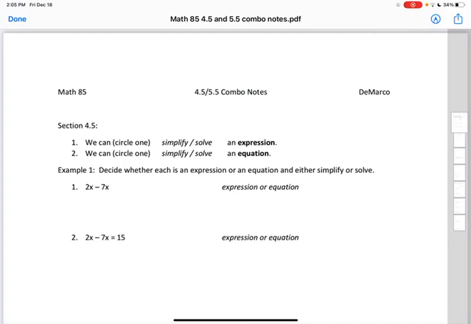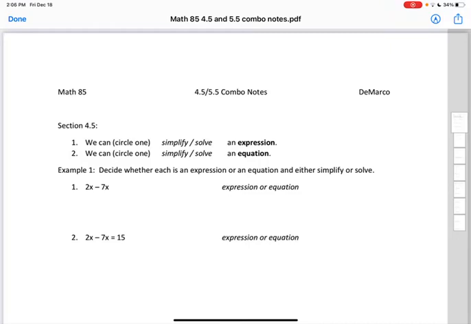Welcome. Today we are looking at section 4.5, simplify expressions and solve equations. I really like this section because it's pretty much just a review. We started with expressions and then we moved to equations. So now we just get to practice identifying the difference, okay?